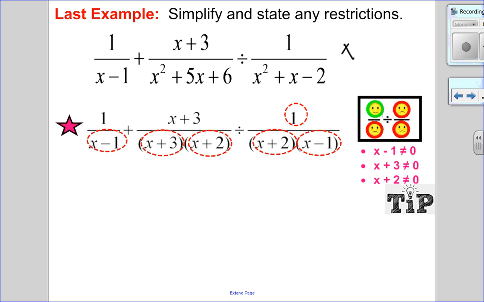Let's put them all together. I have x can't equal 1, negative 3, and negative 2. So let's put that in numeric order like that. So there would be my final restriction.